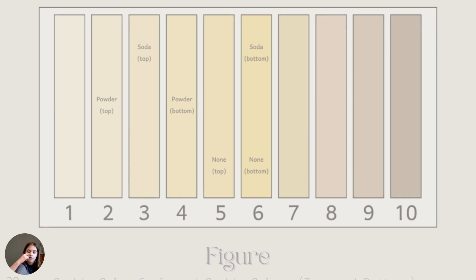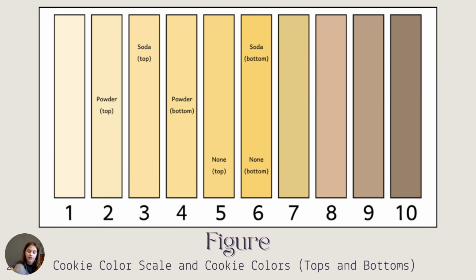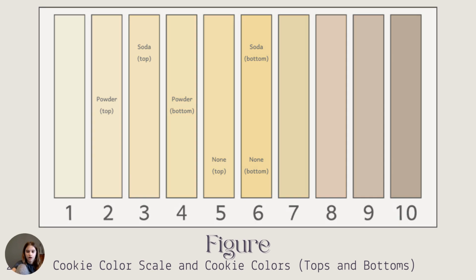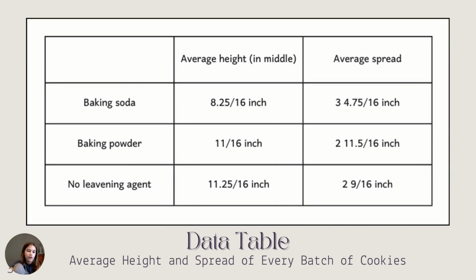All right, so this is my figure. This is the cookie color scale that I made, and then the colors of the cookies, tops and bottoms. You can see ones of the same batch are parallel to each other. So the set on top is the baking soda, top and bottom. The one in the middle is the baking powder, top and bottom. And the one at the bottom is the one with no leavening agent, the tops and the bottom color of the cookies. This is just in general, based on a couple of the cookies, what seemed to be the average color.